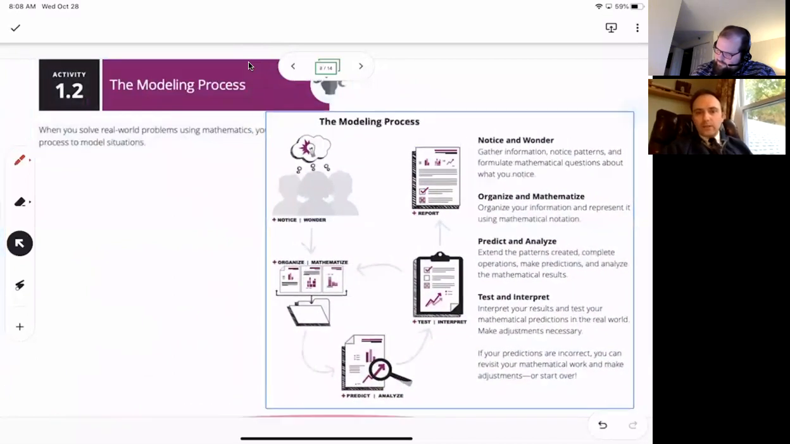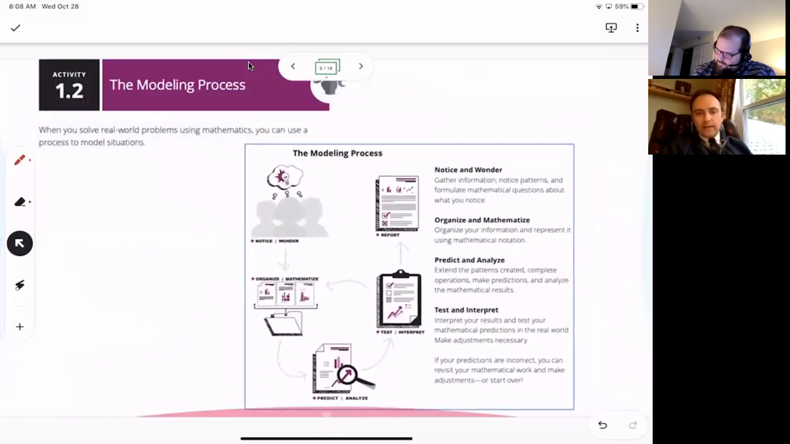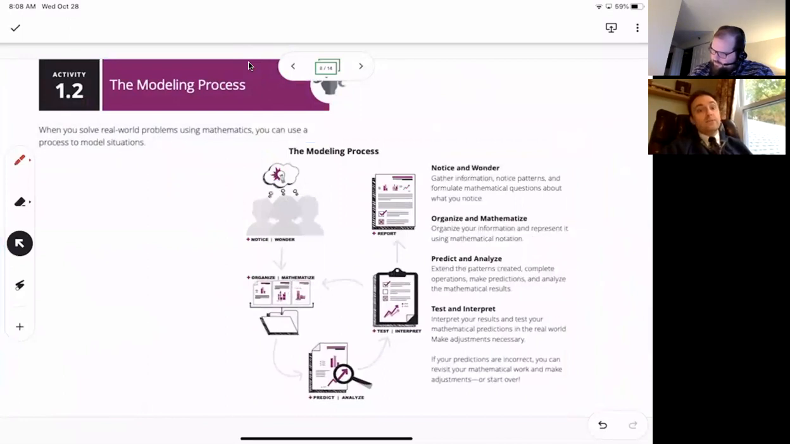So we've got a notice and wonder where we gather information. I like that it says notice patterns. I love noticing patterns. And maybe that's why they started us this year with patterns. So we could start thinking about patterns. I think it is. Formulate some questions, organize and mathematize. That's a fun word, yeah. Predict and analyze, and test and interpret.